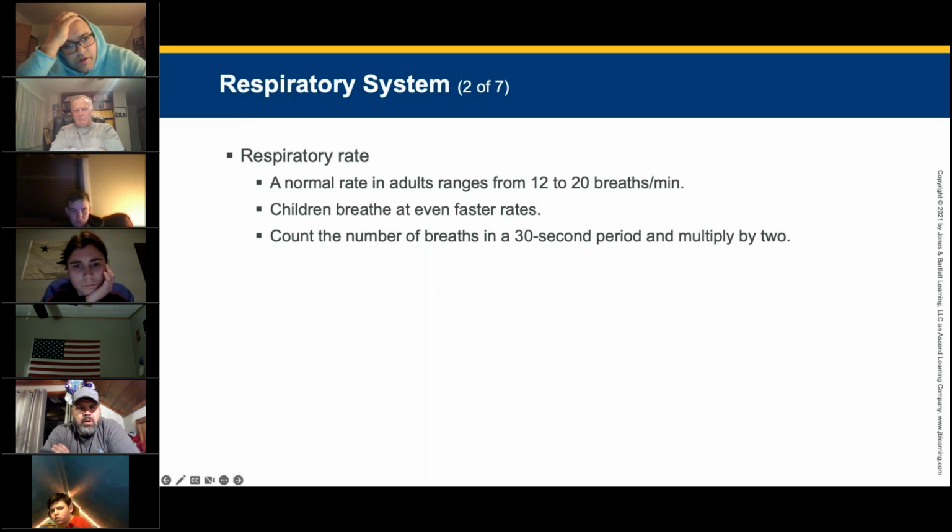Normal respiratory rate for an adult is 12 to 20. Children are even faster. The fastest way to do this is to count the number of breaths in a 30-second period and then double it.